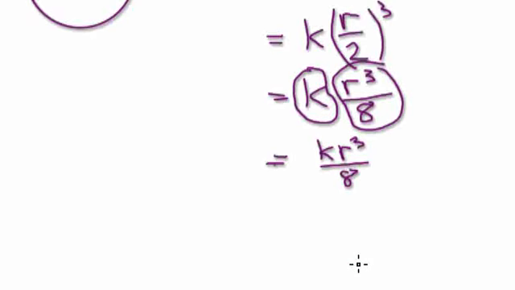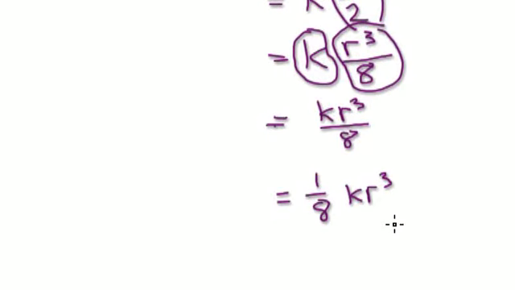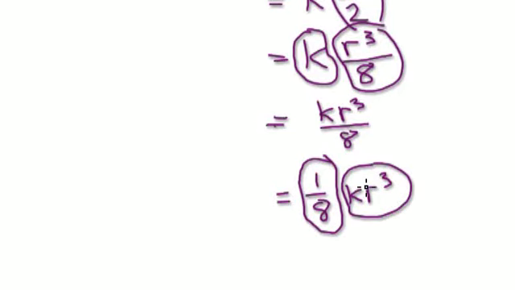Now I'm going to visualize it like this: 1/8 times k r to the power of 3. When you multiply by a fraction, it gets multiplied to the top, so it will give you this, which does make sense. Here, this is the volume of our new sphere.